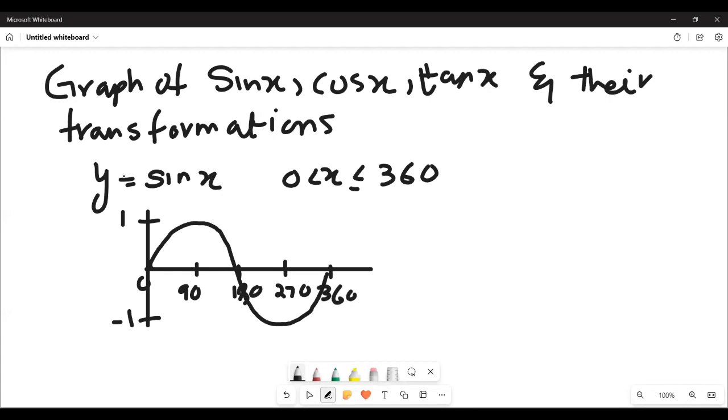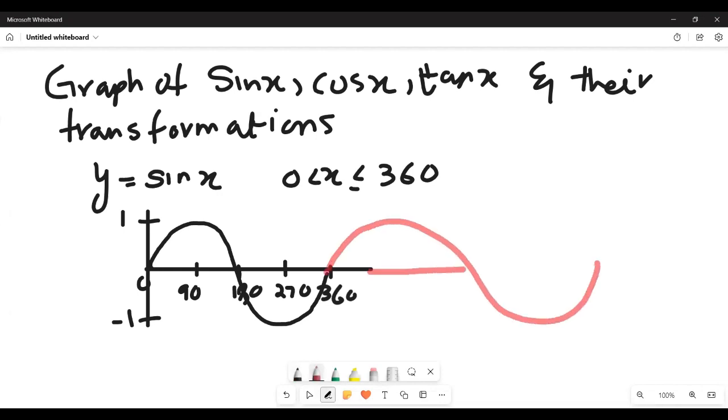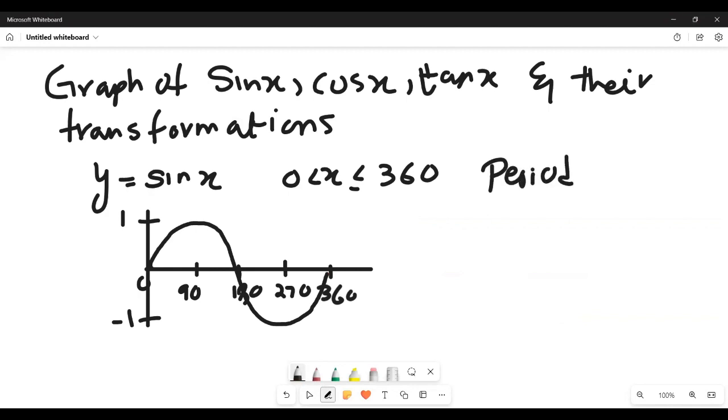You must know that the graph does go beyond this and repeats the cycle every 360 degrees. So this would be 720 and so on. And similarly, it goes towards the negative side as well. So the cycle keeps repeating itself after every 360 degrees. That's why the period of sin x is 360. The period of this graph is 360 degrees.